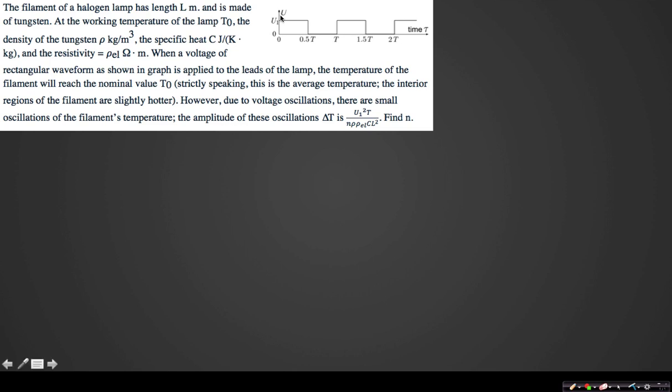Right, so I will try to explain the question to you again. This is a filament whose resistivity and density are also given, and I apply this voltage function, right? A rectangular voltage function is applied, then the temperature of this tungsten filament increases, but it oscillates. What is the amplitude of this oscillation? You have to calculate. So let's give it a try and then come back to see the solution.